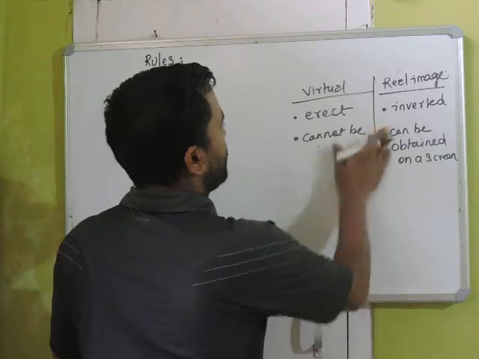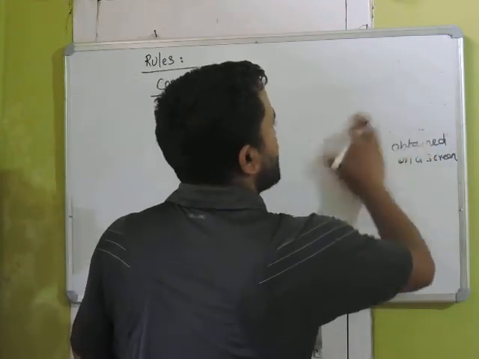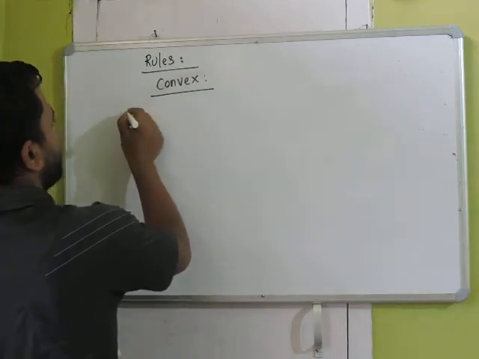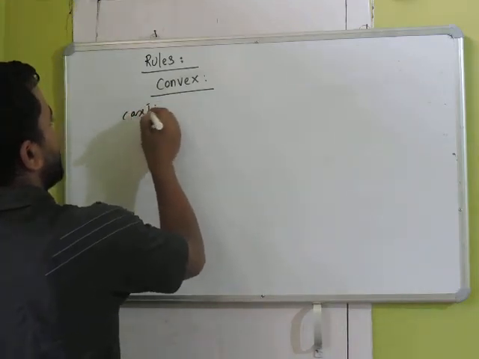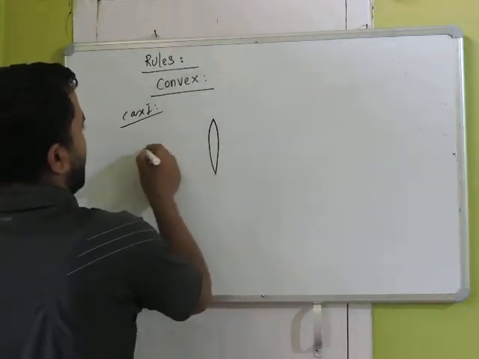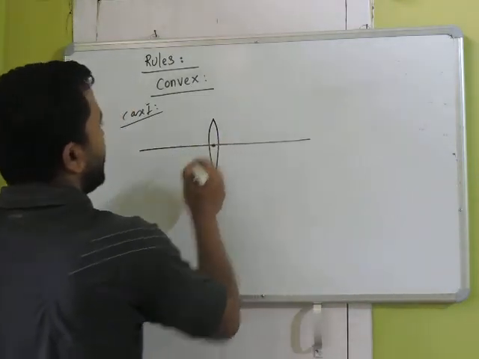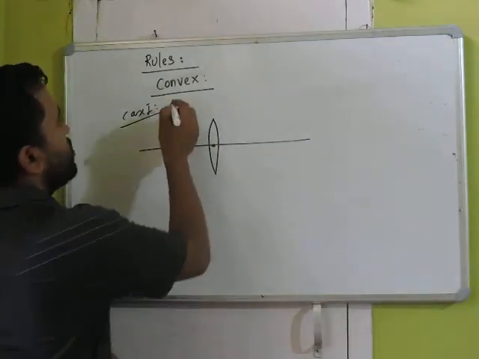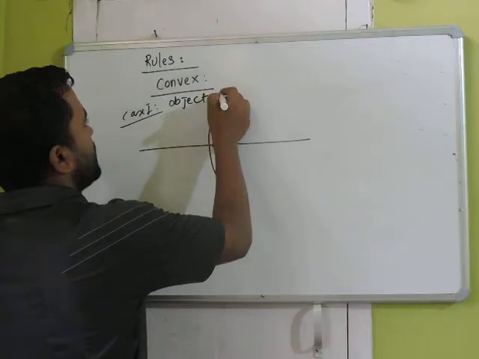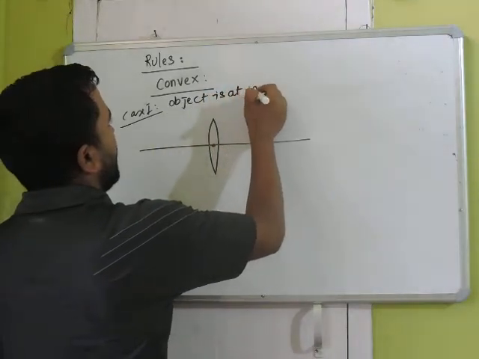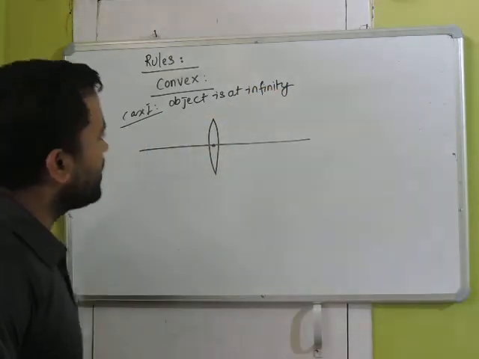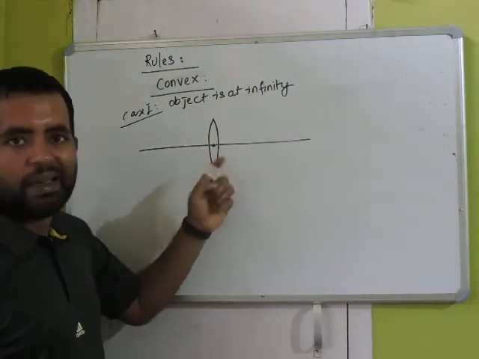So let us start with convex. Let us say case 1 is when the object is at infinity. Okay, so case 1, object is at infinity. Now infinity means just that it is very far away from the lens.